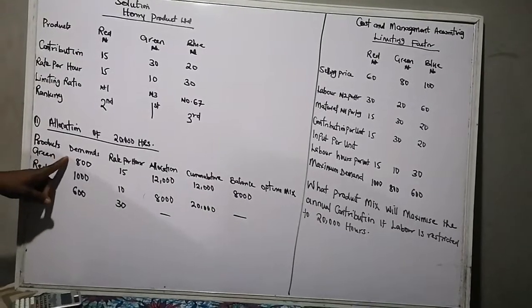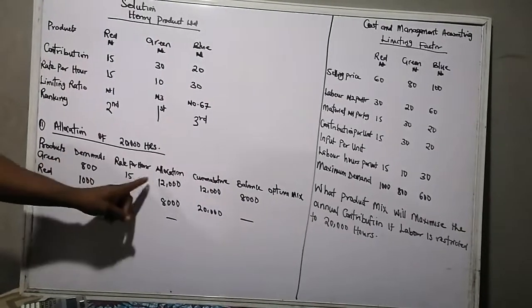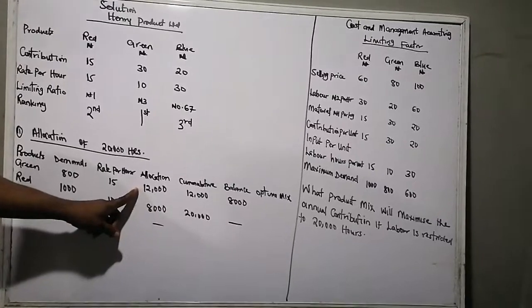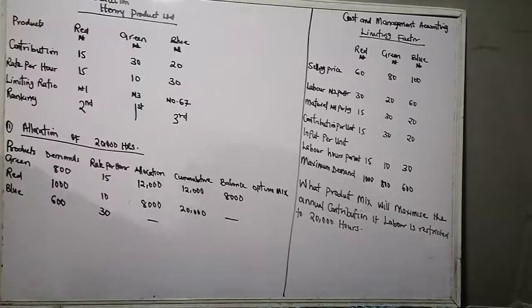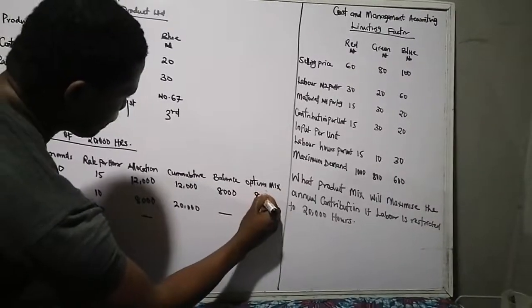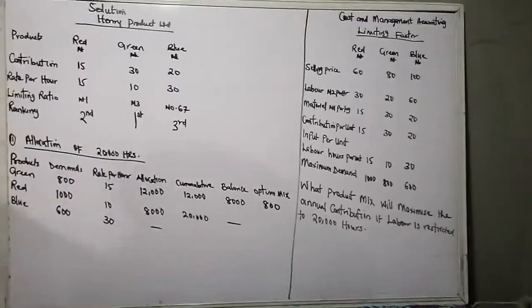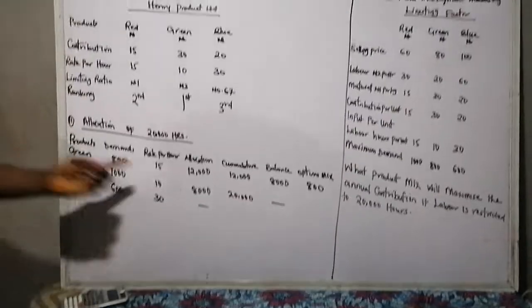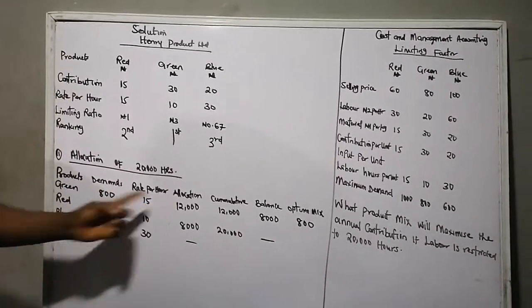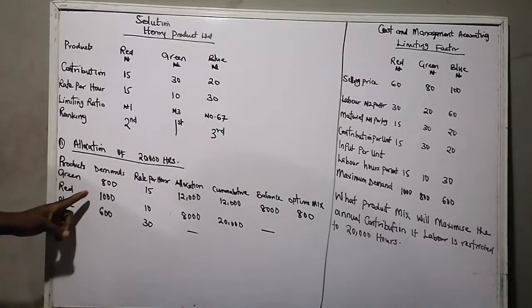For green, I allocated 12,000 hours. That means I can produce the full green. So here I'll bring in 800 here. Do you see it now? Because the hour that I need is what? 12,000 hours, which I got in what? In green.